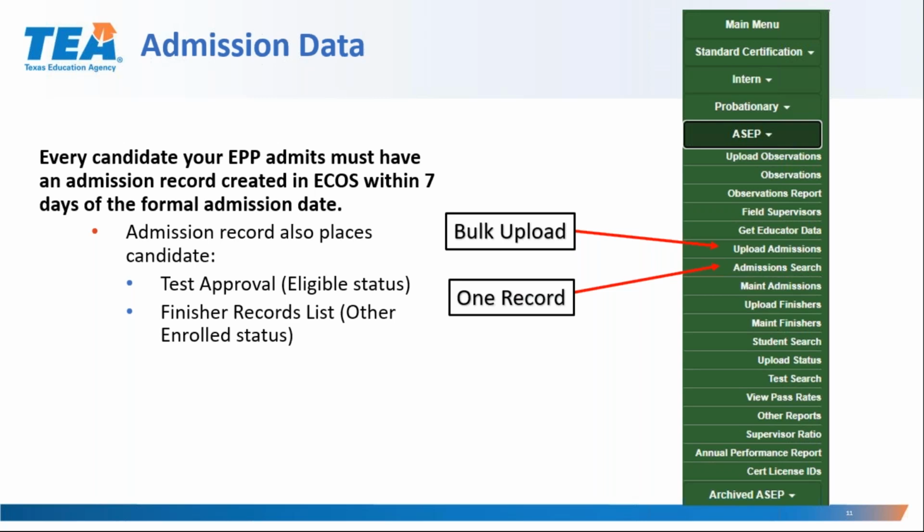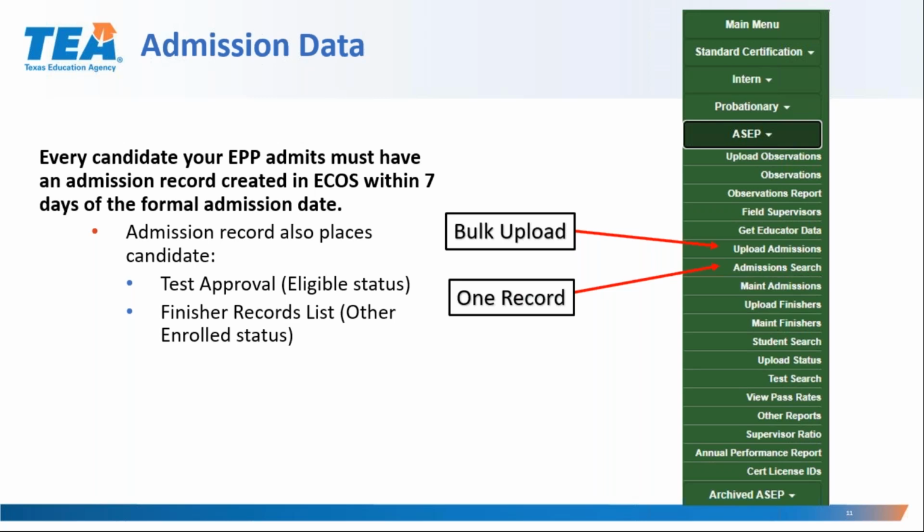The admission record is designed to capture the data that TEA is required to collect. The admission record may be created in one of 2 ways in the ASEP drop-down menu in your ECOS for Entities green screen. First, by putting all of the required admission data for multiple candidates into a CSV formatted spreadsheet and uploading via the Upload Admissions link. Or, second, by using the admission search link to manually create an admission record for an individual candidate. Existing admission records may be edited using either admission search or maintain admissions.